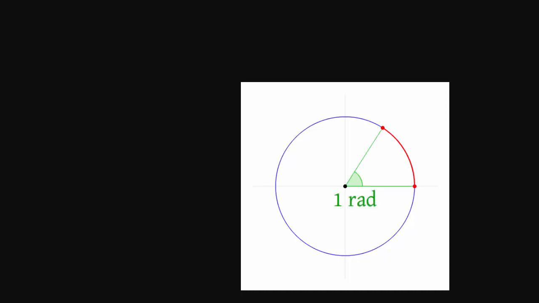A radian is much larger than a degree. Imagine you took the radius of a circle and wrapped it around the circumference. That's 1 radian. It looks like a large slice of pizza. 2 radians, 3 radians, and it takes a little bit more to get to 180 degrees, and that's pi radians, 3.14 radians. And of course, a full circle is 2 pi radians.